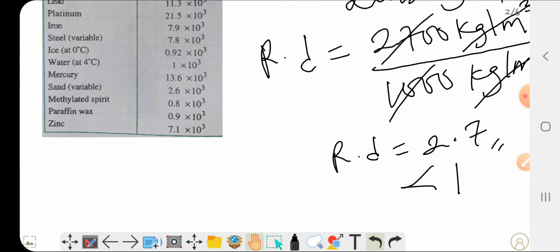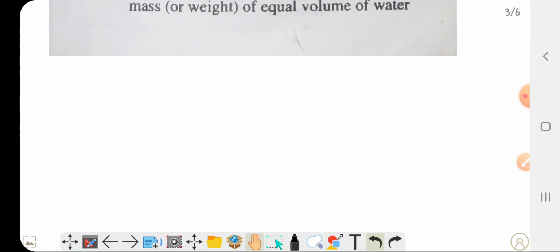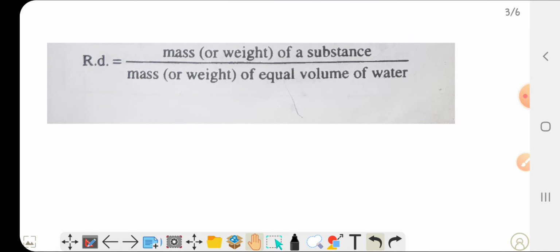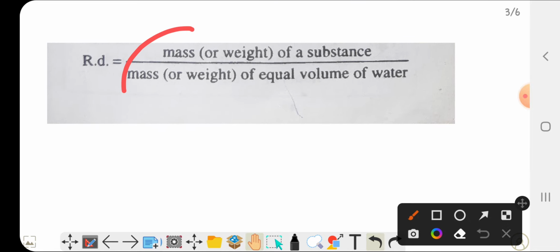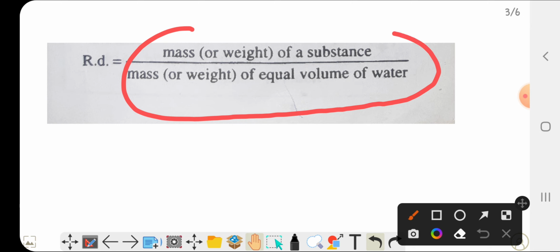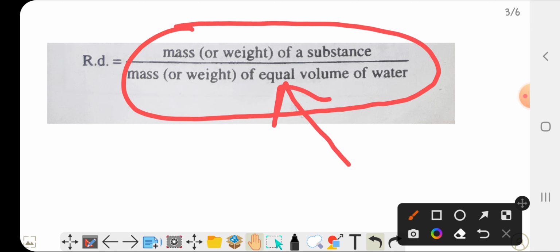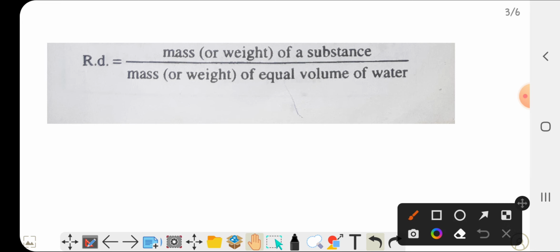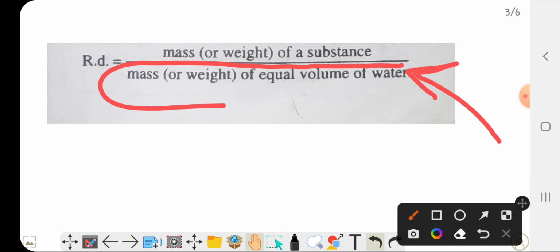Let's see another definition for relative density. It doesn't end here. This time the definition is the mass or the weight of a substance divided by the mass or weight of an equal volume of water. And this particular denominator here is actually talking about the upthrust that the water is going to give to that particular substance.